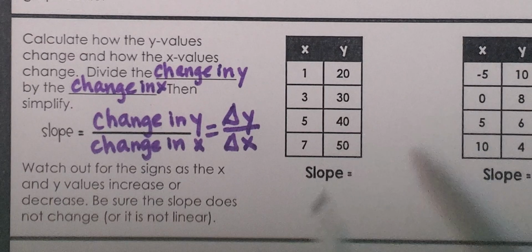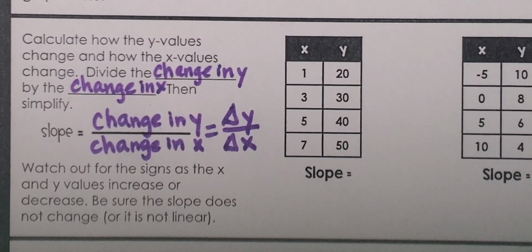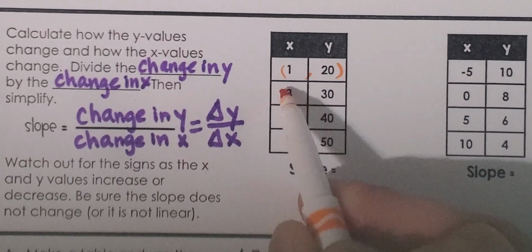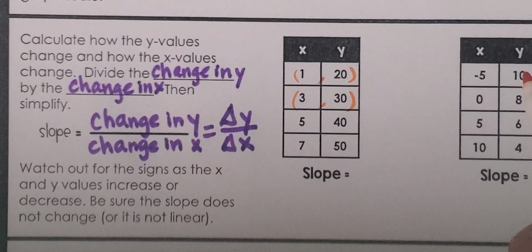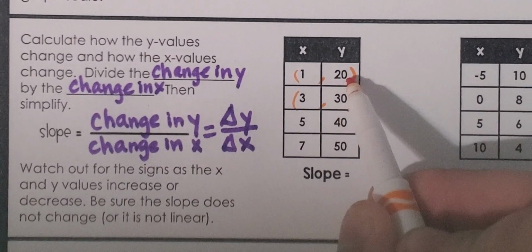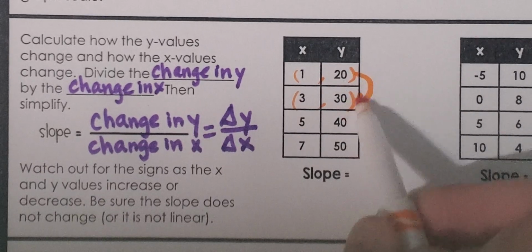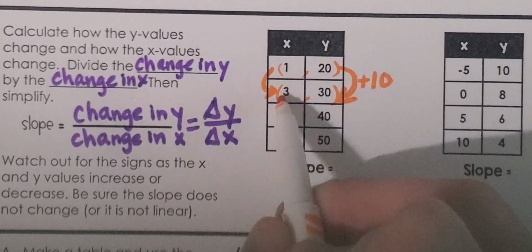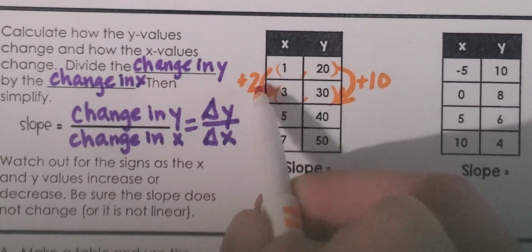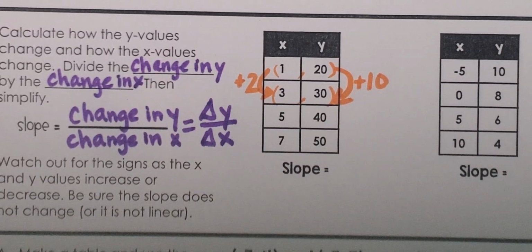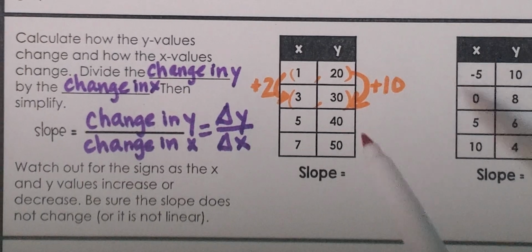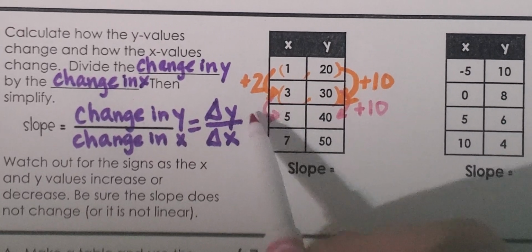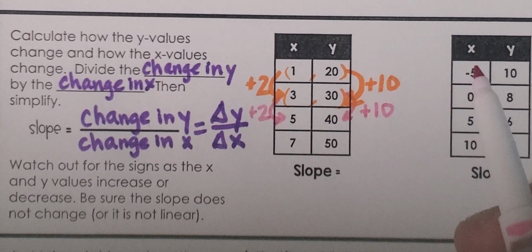So in my y column on my first table, I'm trying to figure out how this point (1, 20) moves to (3, 30). I can look at just my y numbers, and I can see that to go from 20 to 30, I'm going to have to add 10. And going from 1 to 3, I'm going to have to add 2. I'm going to do that for the next set of points. From 30 to 40, I'm adding 10 again. From 3 to 5, I'm adding 2.